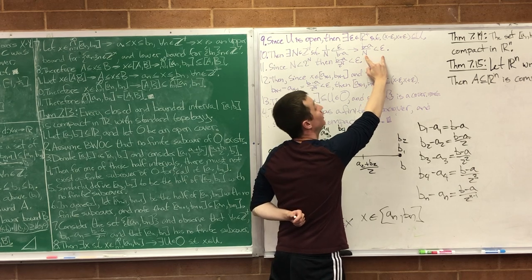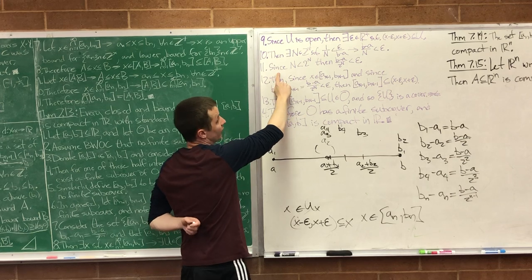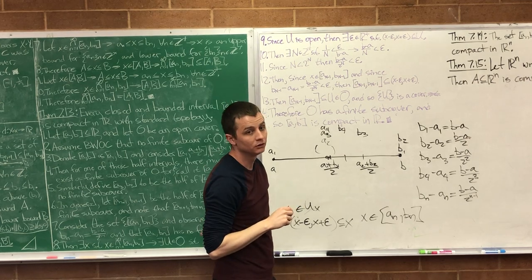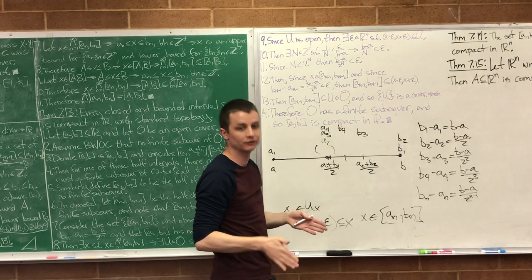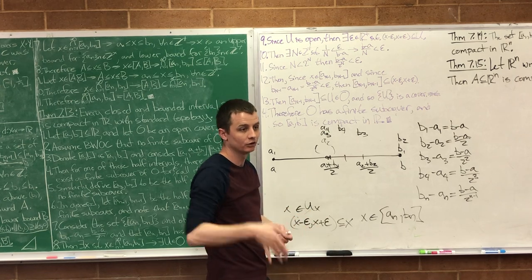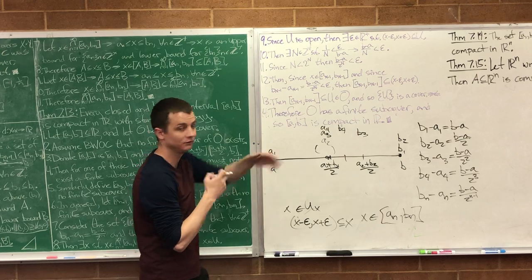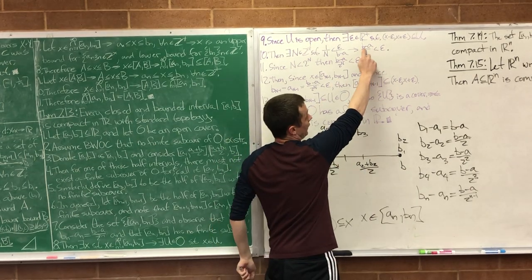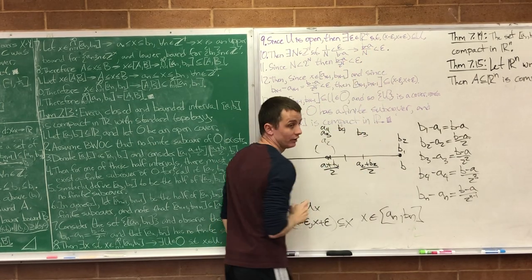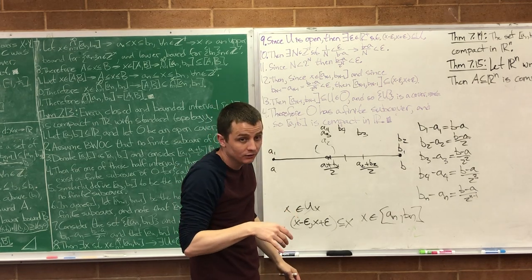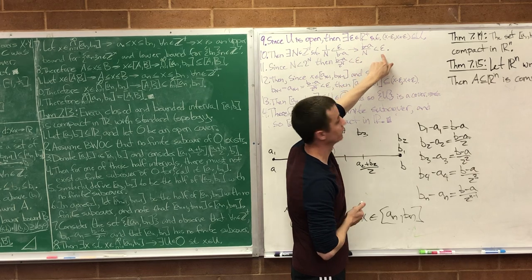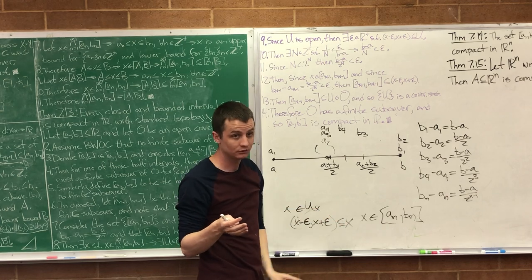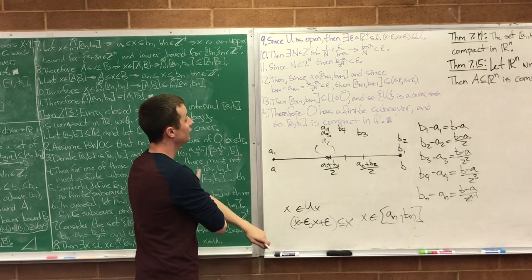Now notice that for any positive integer n, n is less than 2 to the n. 1 is less than 2 to the 1. 2 is less than 2 to the 2. 3 is less than 2 to the 3. 100 is less than 2 to the 100. So since n is less than 2 to the n, then if instead of dividing b minus a by n, I divide b minus a by 2 to the n, I made it way smaller than it was before. So if (b minus a) over n was less than epsilon, (b minus a) over 2 to the n is definitely less than epsilon. That's a way smaller number.